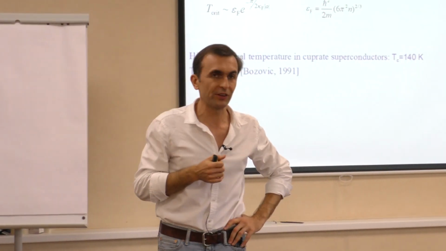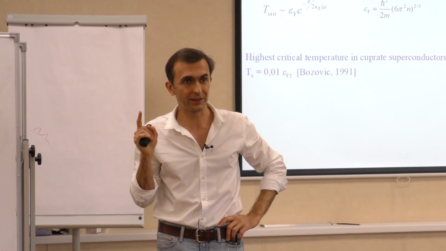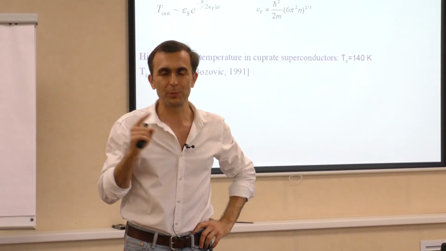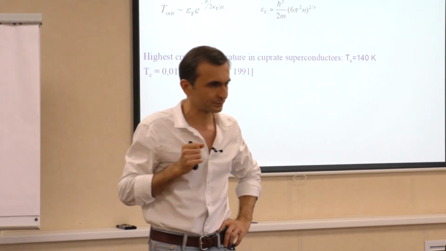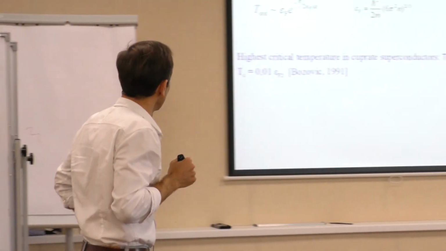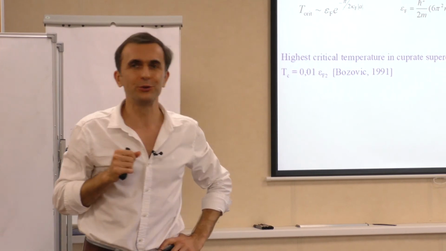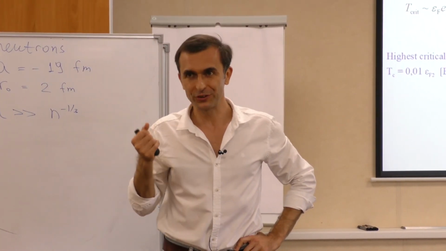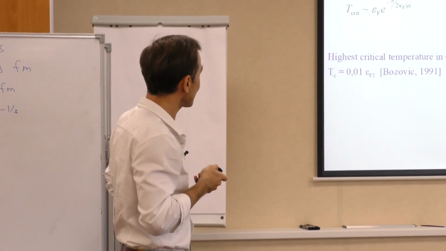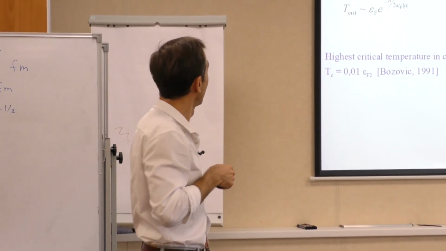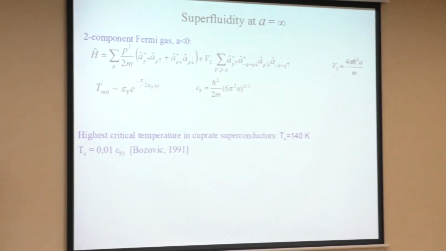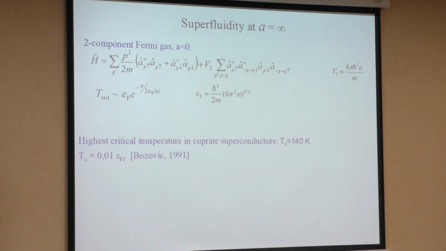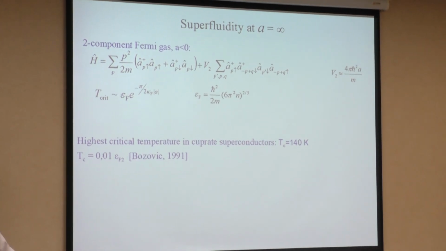The second question, and I'm again considering a infinitely negative, is superfluidity. This question relates both to neutrons in a neutron star and to ultracold atoms in a trap. This is the theory you know. This is the Hamiltonian you may know from the Bardeen-Cooper-Schrieffer theory of superfluidity.